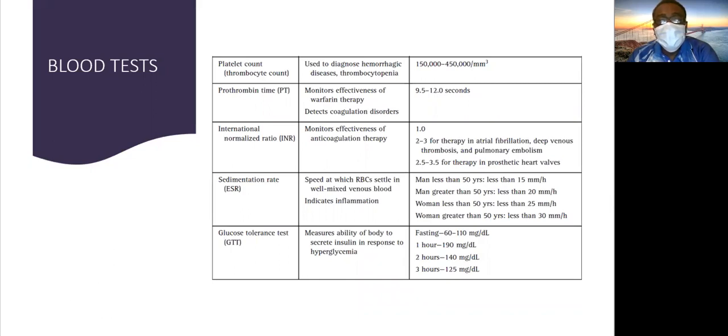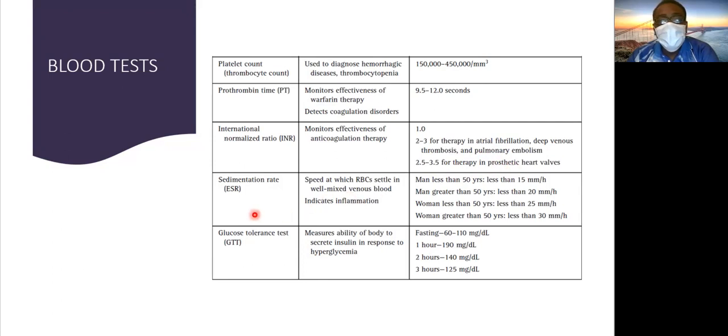So you want to keep the patient's INR at between 2 to 3 if the patient is on therapy for atrial fibrillation, deep venous thrombosis, and pulmonary embolism. You want to keep the patient at between 2.5 to 3.5 if on therapy for prosthetic heart valve disease. So you need to know these levels: 2 to 3 for AFib, DVT, PEs, 2.5 to 3.5 if he has a prosthetic heart valve.